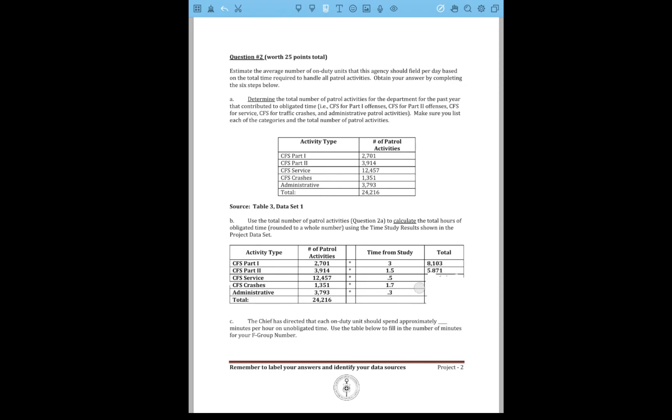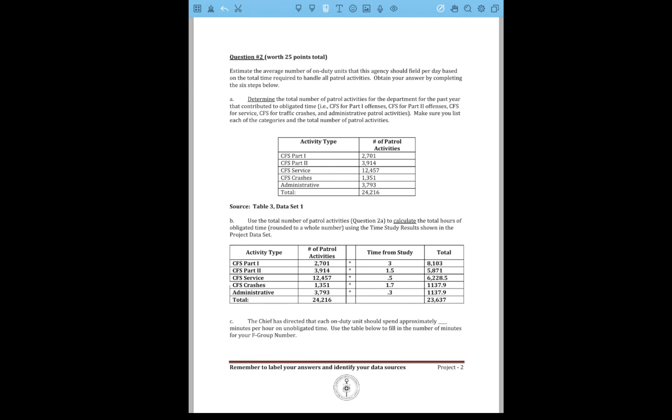So it's the average time it takes per call type. You do your multiplication across the rows and you get your answers. And then at the very end, you are going to add up your total. And I came up with 23,637. Again, you want a whole number at the end.